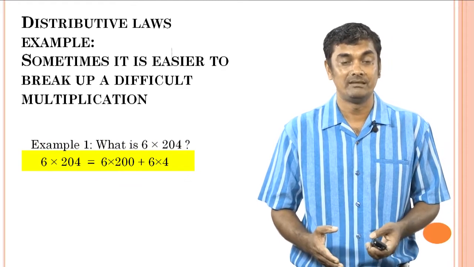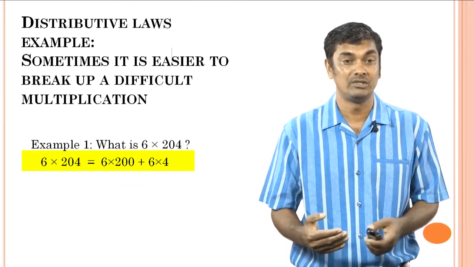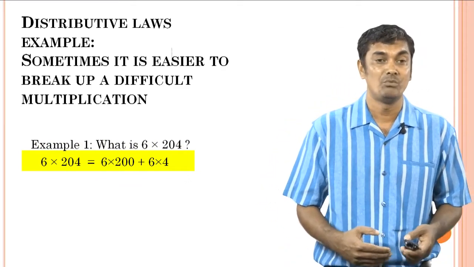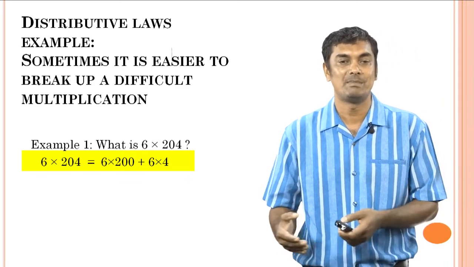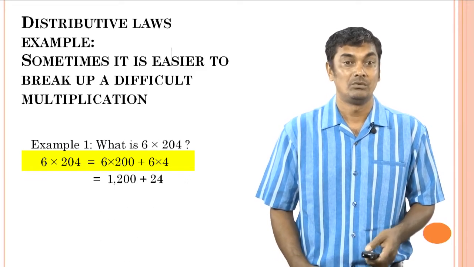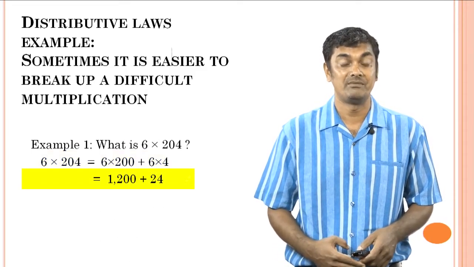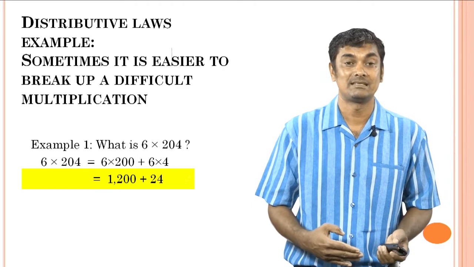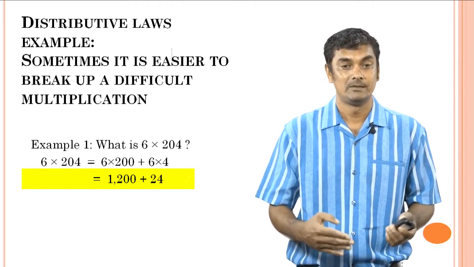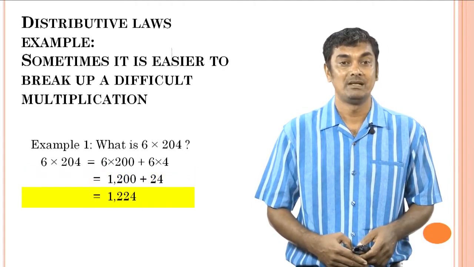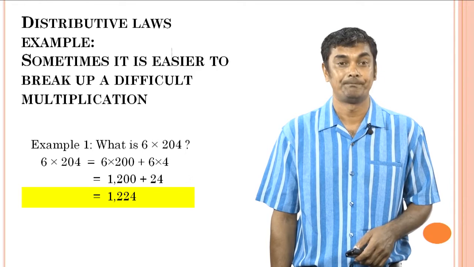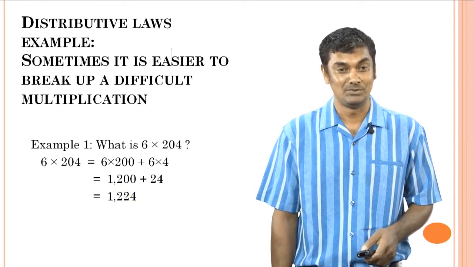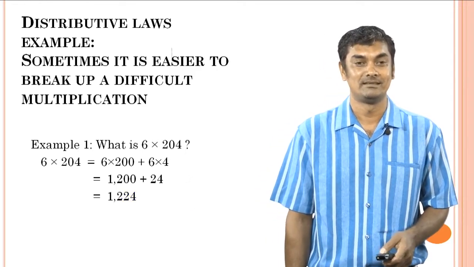204 can be separated as 200 plus 4. So distributively, when we're multiplying, we multiply 6 by 200 plus 6 by 4. So 6 by 200 would have given us 1200, and 6 by 4 gives us 24. So when we sum it, we will get 6 times 204 is equivalent to 1224. Quite easy using distributive properties.